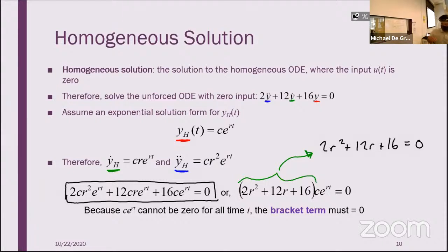So we start with c e to the rt. We just have some standard exponential growth function here times c. What is c? c is some constant. How do we determine c? Well, we need initial conditions.